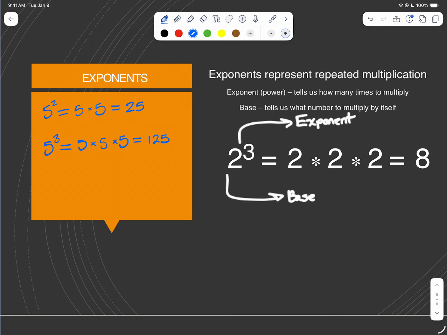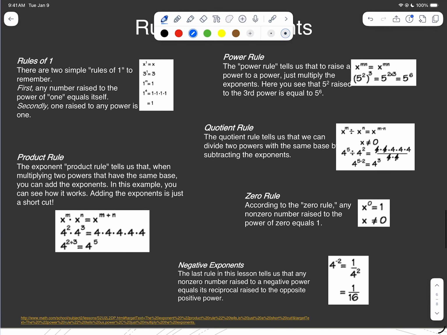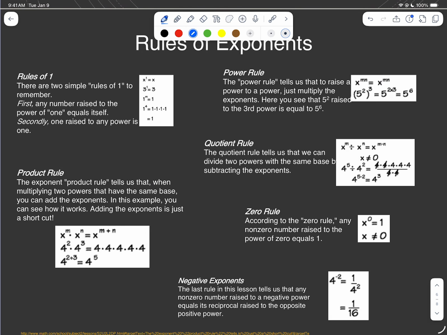This becomes especially important when we get to the exponent rules. So here are our rules for exponents. In this slide, there are quite a few rules on it. I don't want you to stare at this slide for 30 seconds and then suddenly tattoo all of these onto your brain. Instead, let's look at some patterns.